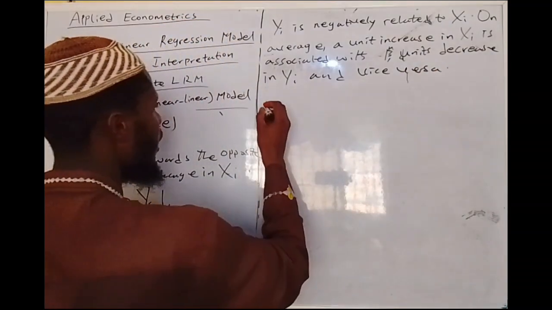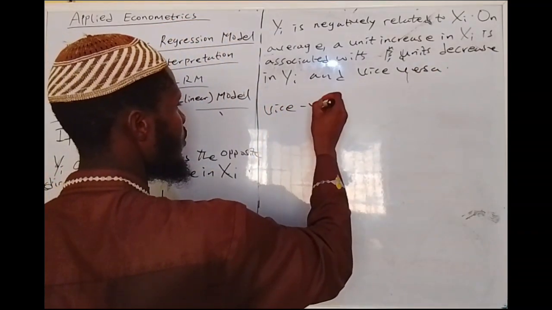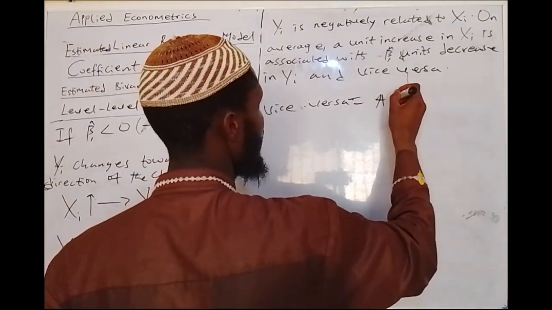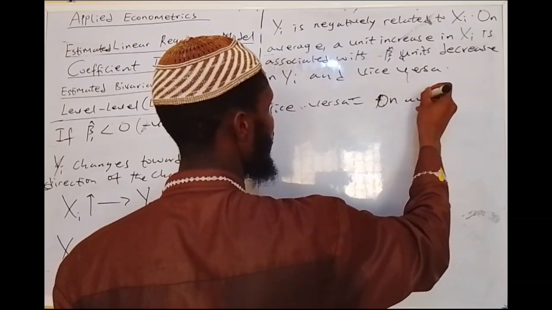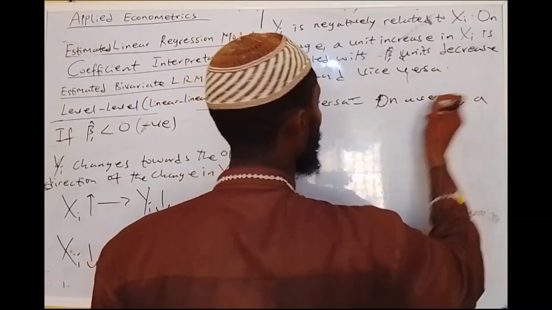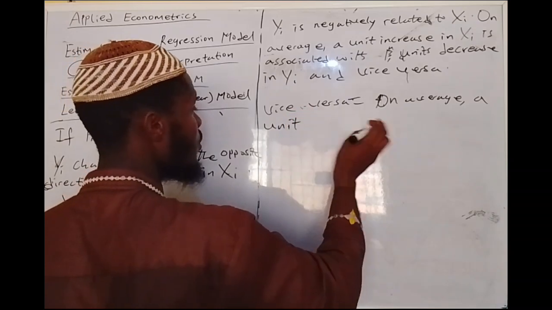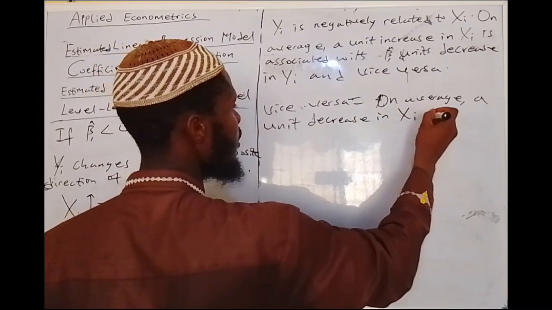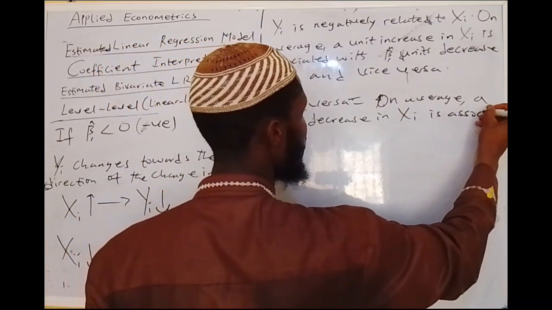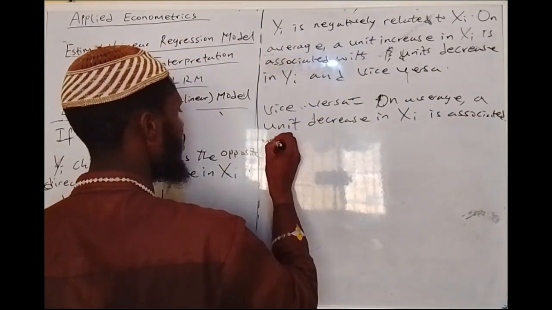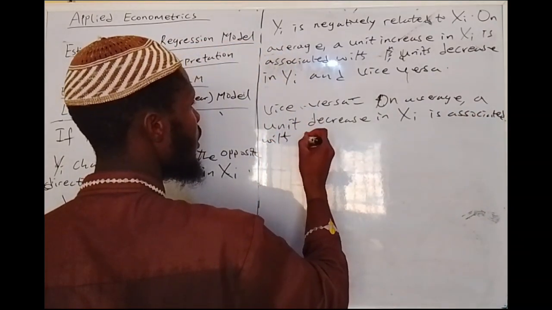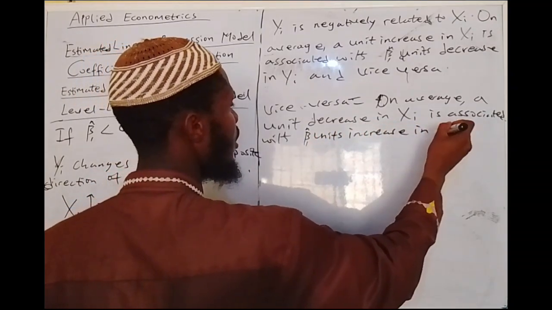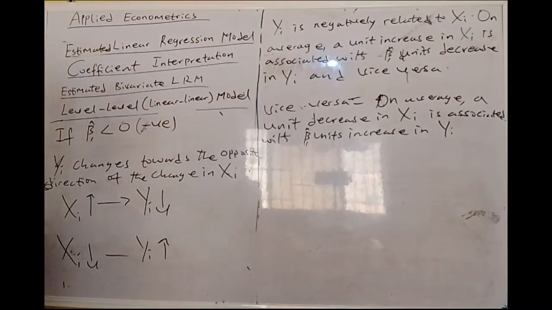Vice versa here implies that on average, a unit decrease in x i is associated with beta 1 hat unit increase in y. So that is the interpretation.